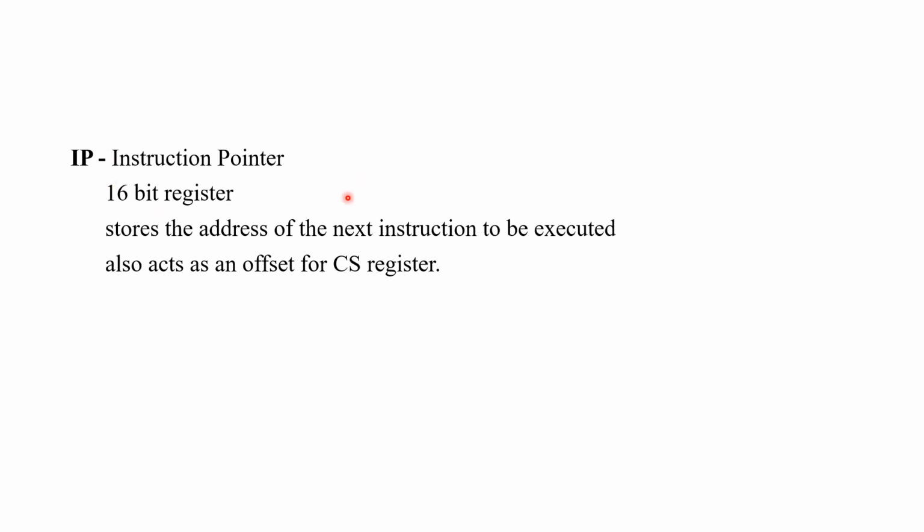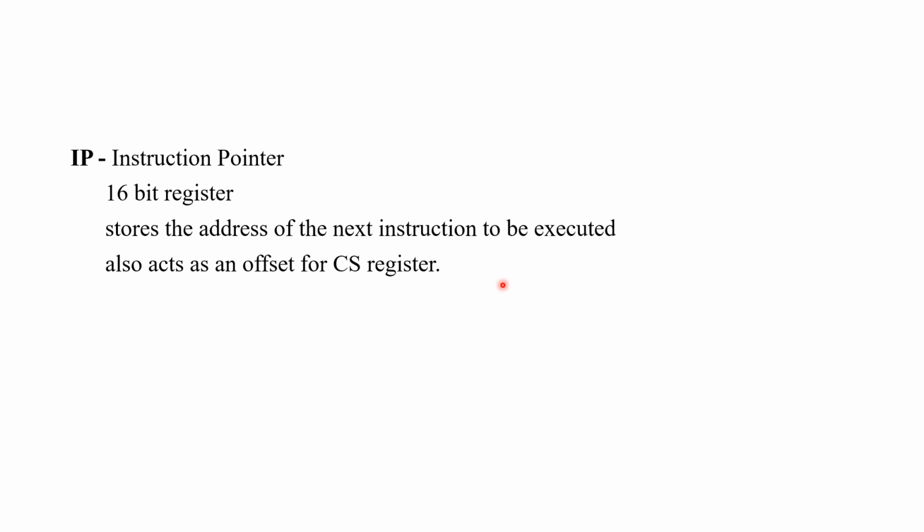Instruction pointer is a vital register in the Intel 8086 microprocessor architecture. Here are the key features of the instruction pointer register. 16-bit register. The instruction pointer register holds the address of the next instruction to be executed. This allows the CPU to keep track of the flow of execution in a program.